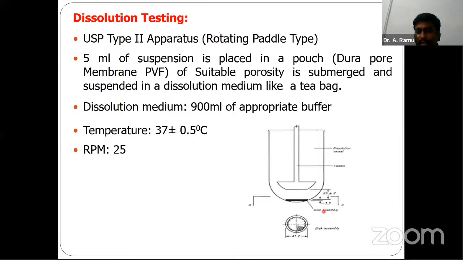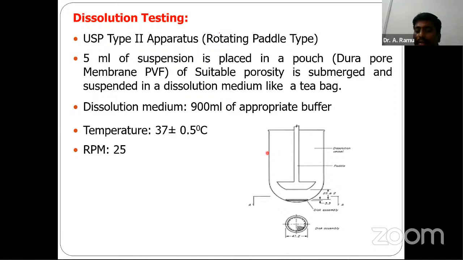After heating, you have to place the 1 liter beaker and place 900 ml of appropriate dissolution medium. The appropriate dissolution medium depends upon the type of drug present in the suspension. For each and every drug, the monograph will have a dissolution medium. You can use that particular dissolution medium to perform the dissolution.